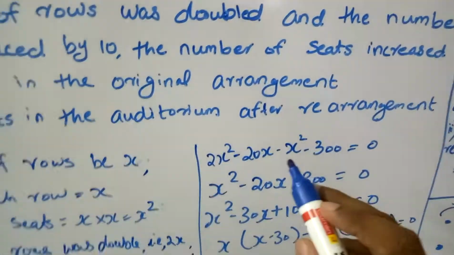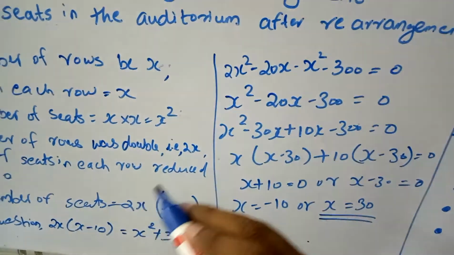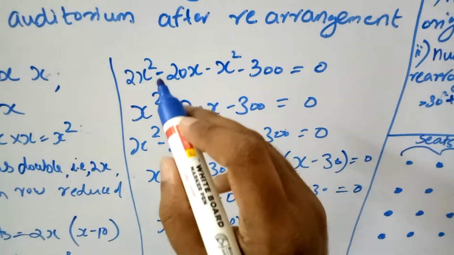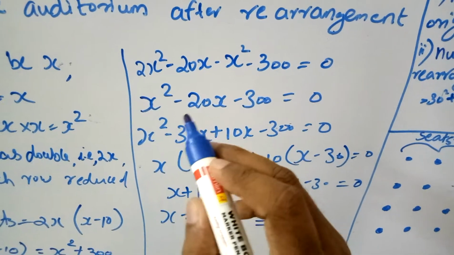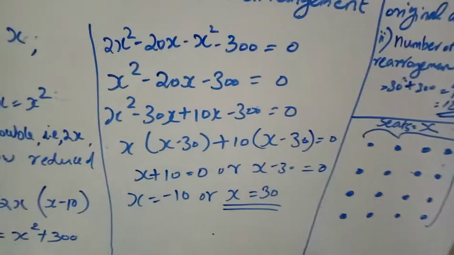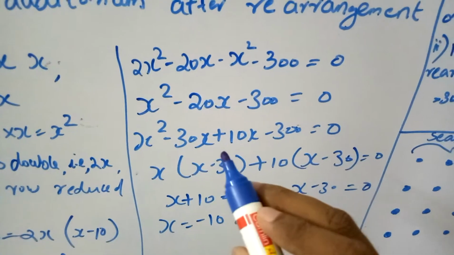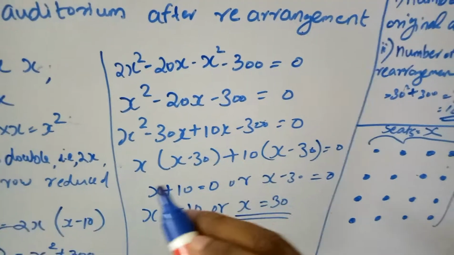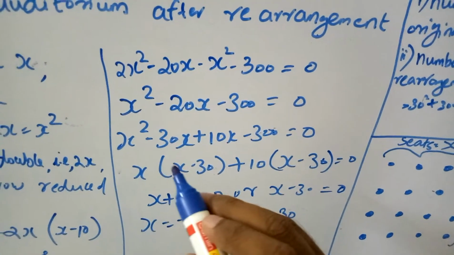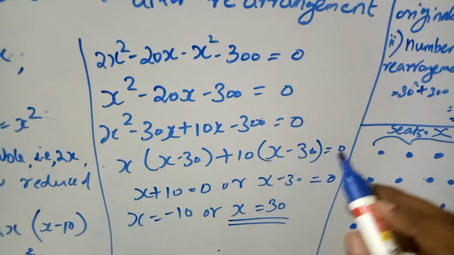Now you get a quadratic equation and you can expand this. You will get 2x square minus 20x minus x square minus 300 equals 0. Now 2x square minus x square gives x square, so x square minus 20x minus 300 equals 0. Now you need to split it: minus 20x can be written as minus 30x plus 10x. So we take the common value x, and it becomes x into (x minus 30) plus 10 into (x minus 30) equals 0.